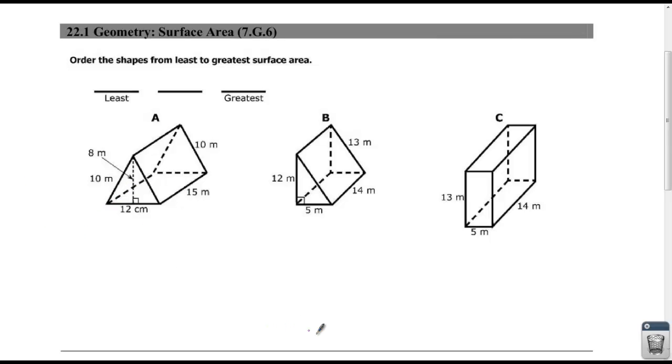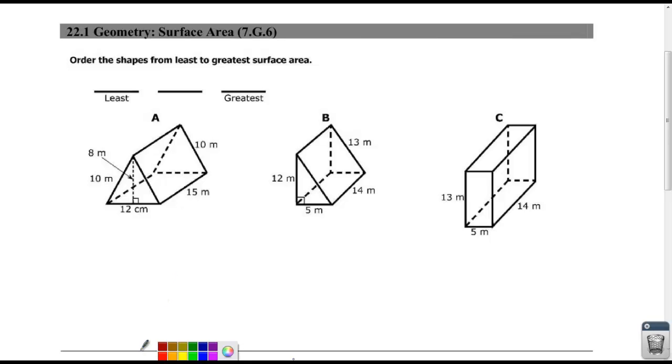So step one, for every prism, whether it's this kind of triangular prism, this right triangular prism, or this rectangular prism, or even if it was a cylinder, like a Coke can, that's a cylindrical prism, for every one, we're going to find the end piece first. It just gives us a way to start. So let's go ahead and find the end piece.